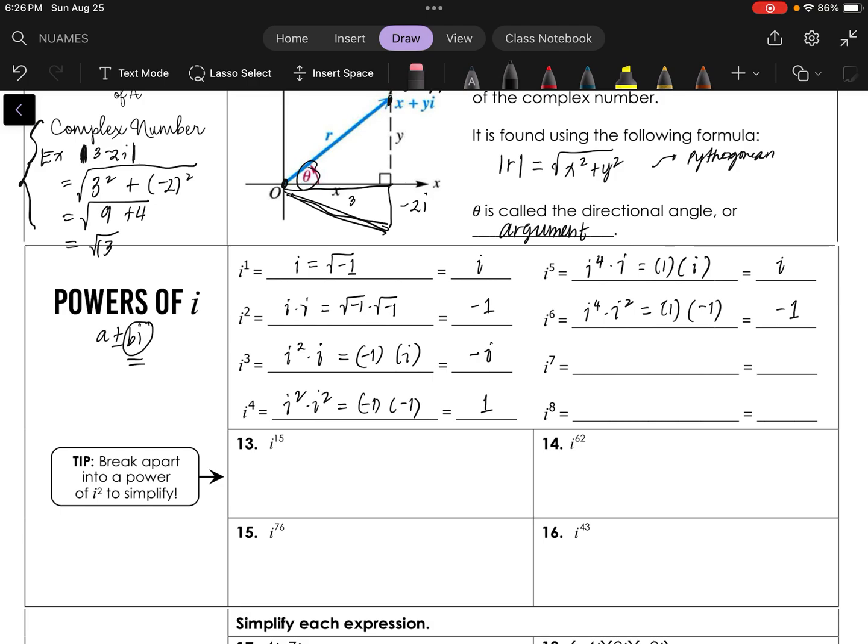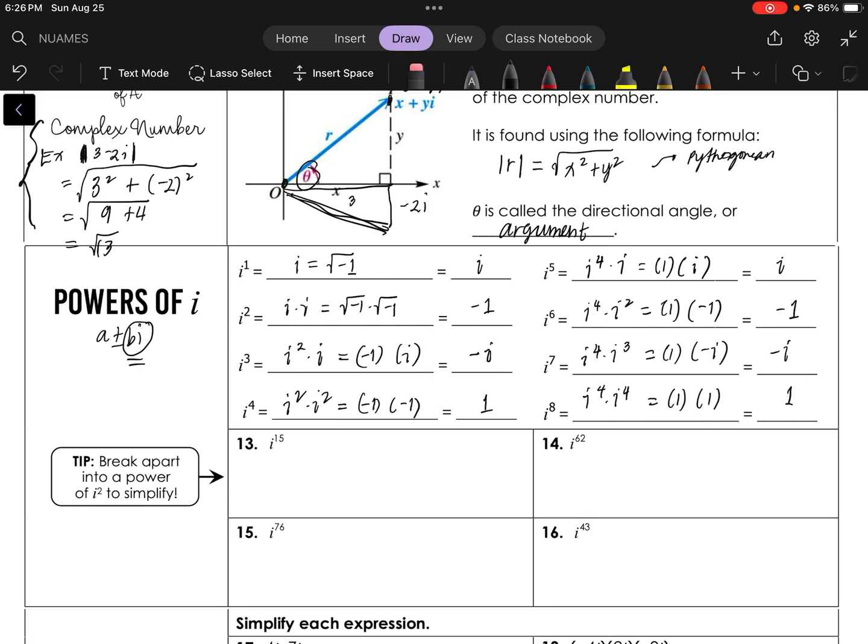For i to the seventh, that's i to the fourth times i cubed. You end up having i to the fourth, which is just 1, and i cubed is giving you -i, so when simplified, this is -i. Now i to the eighth is just i to the fourth times i to the fourth. We know that i to the fourth is equal to 1, and 1 times 1 is 1.